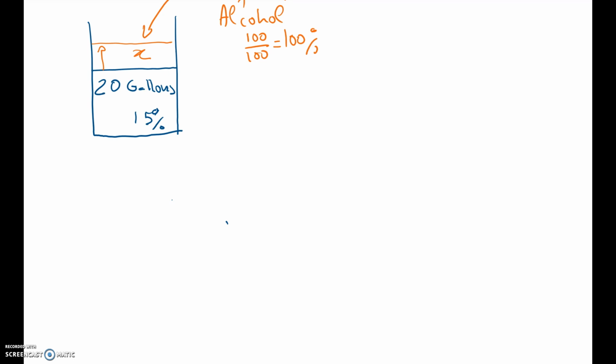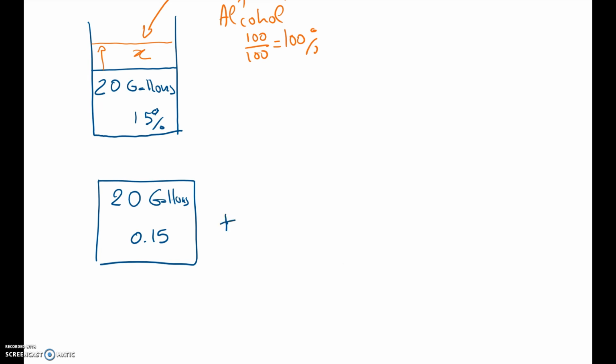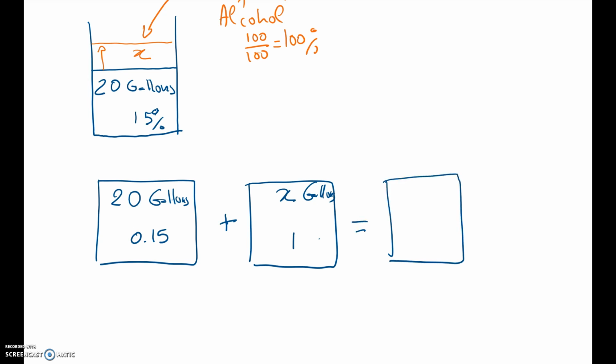Ultimately, you have 20 gallons at 0.15, and you are going to add X gallons at 100%. So 100 divided by 100, it's 1. And it's going to be equal to a new solution. This solution will be at, they are telling you at 25%, so 0.25. And what is the volume, final volume?